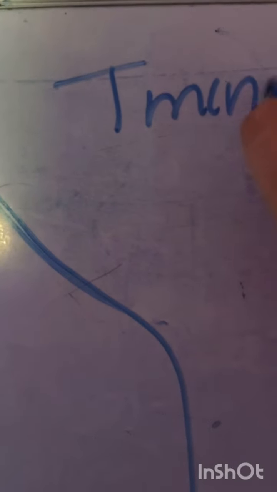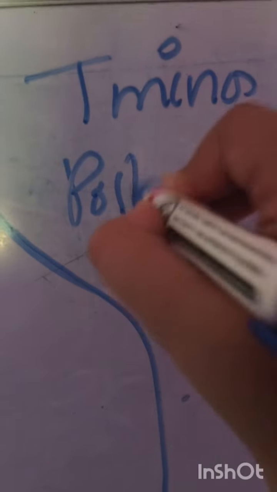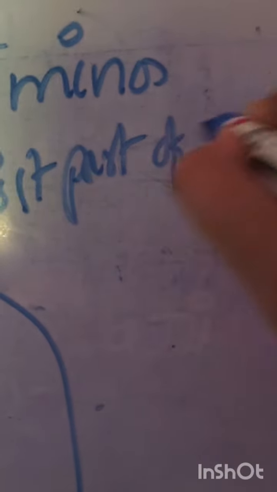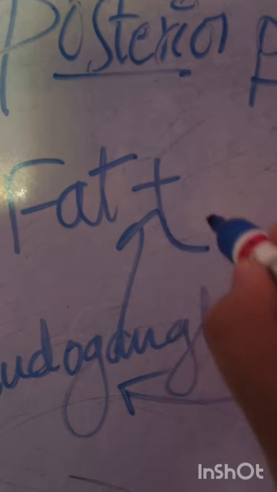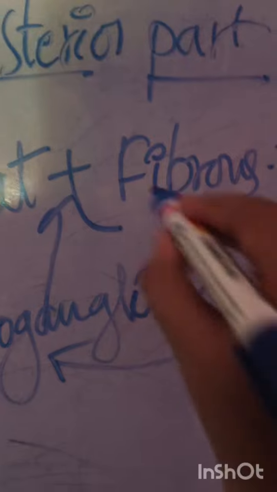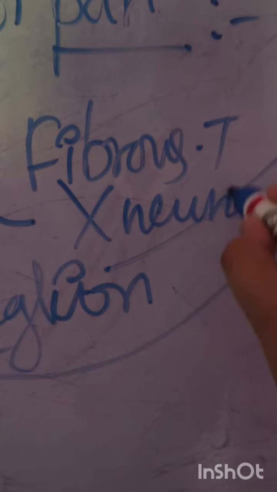Coming to our posterior part, this is our main part. What it supplies is the teres minor along with the posterior part of the deltoid. The part supplying the teres minor bears a pseudoganglion. A pseudoganglion is nothing but fat plus fibrous tissue, without neurons.